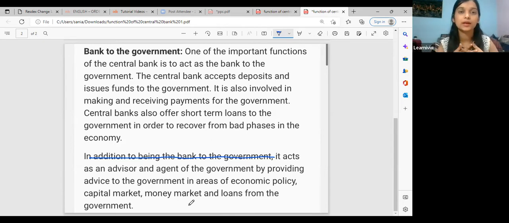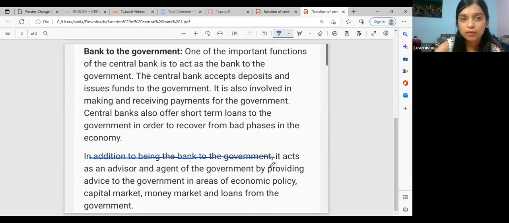So what happens? For example, we are common people, right? We don't have any knowledge about what a loan is, what interest is. We are not so good in the banking sector. Similarly, the government is also not so good in the banking sector. So the central bank acts as the advisor. They personally advise them that this is a good thing you can invest in, and this is a good place to take a loan from. So basically, the central bank acts as an advisor and the agent of the government.